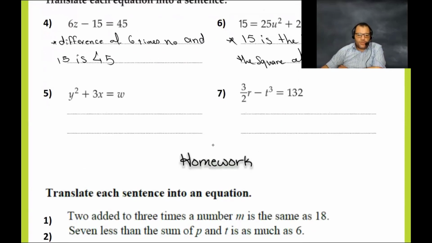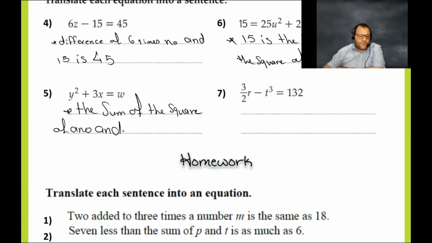Okay, number 5. The sum of y squared and 3 times the number. Sir, you don't write y squared? Y squared, or a number squared, no problem. And 3 times a number equals an unknown number W.